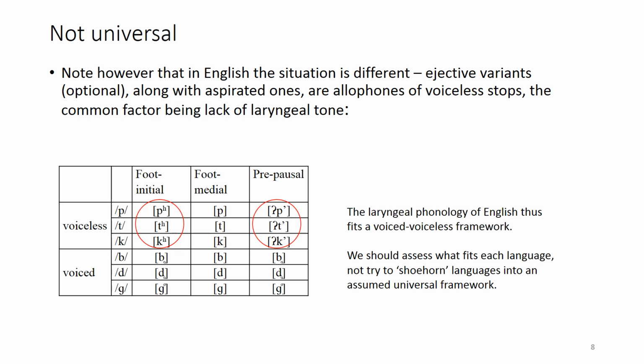It's worth noting, however, that in English the situation is a bit different. Ejective variants are variants of voiceless stops. They tend to occur prepausally, so they pattern along with aspirated ones, the common factor being lack of laryngeal tone. You can see the distribution in the table. The laryngeal phonology of English thus fits a voiced-voiceless framework. So we should assess what fits each language, not try to shoehorn languages into an assumed universal framework.